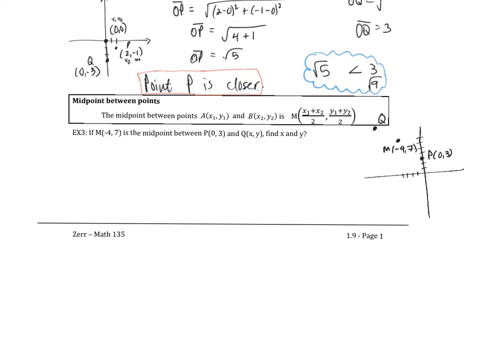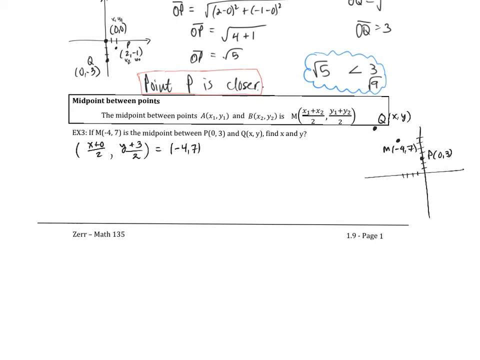Okay, so the midpoint is, you just add up your points. Q is at some x, some y. So you add up your x's, x plus 0, and then it's the average of those. So divide it in half. Add up your y's, and that's the midpoint, which is given. That is at -4, 7.